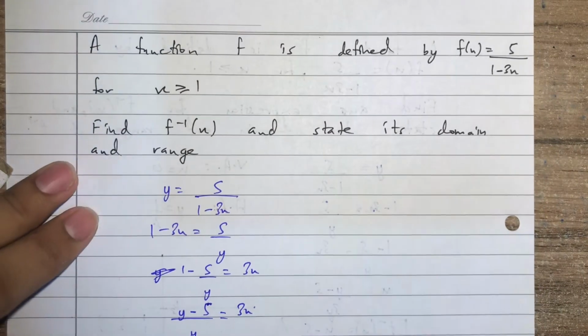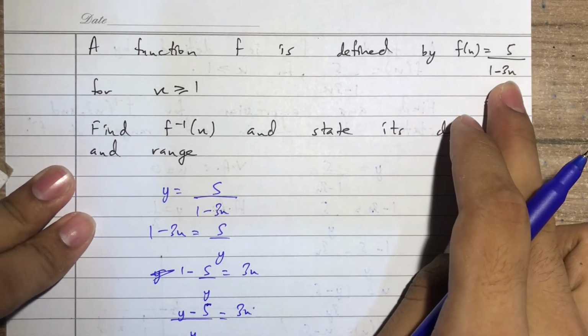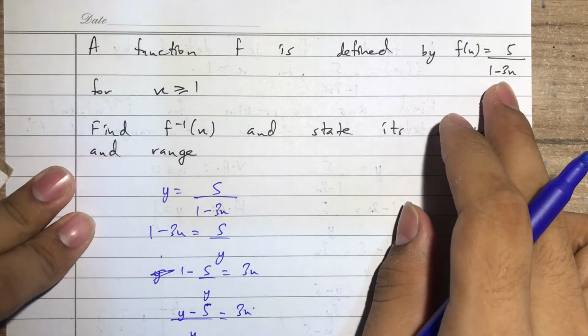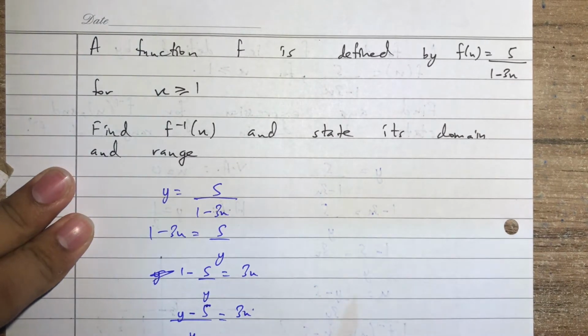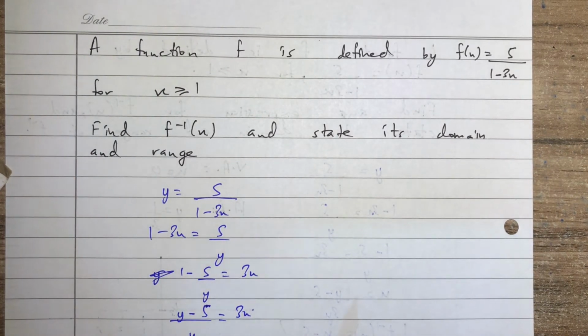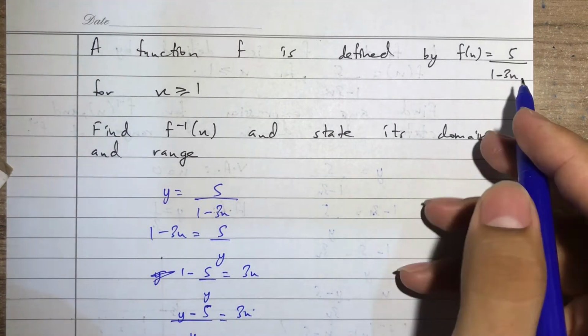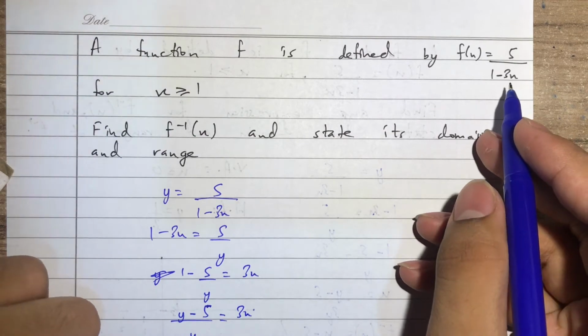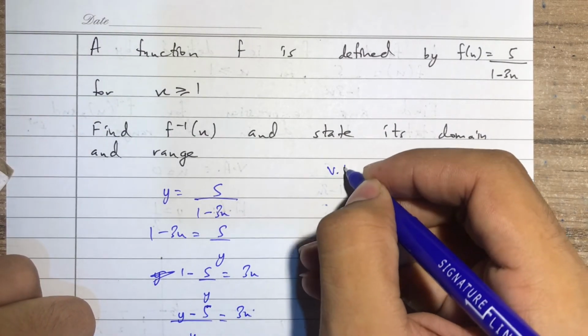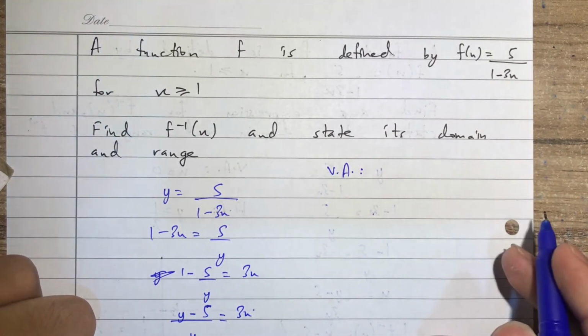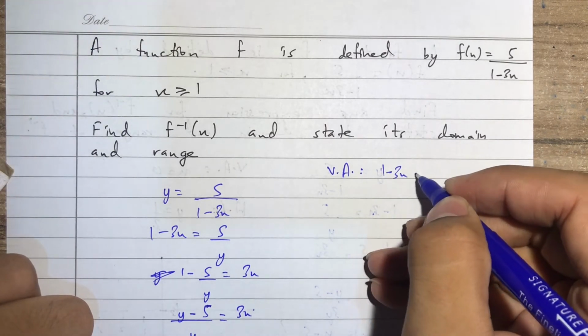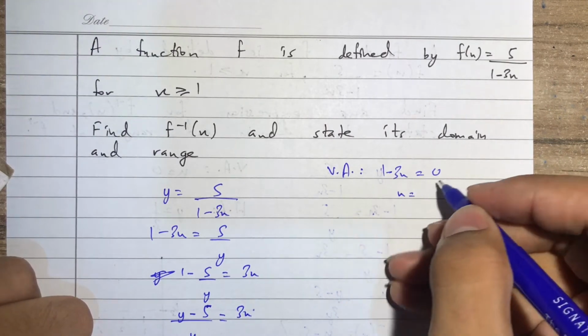So what I'll do is I'll sketch this curve. Its domain will become the range of the inverse, and its range will become the domain, right? This can be done without sketching the graph, but it will be easier to do it with the graph. So first, finding the vertical asymptote of fx. So vertical asymptote is denominator equals 0. So 1 minus 3x equals 0. So x is equal to 1 upon 3.